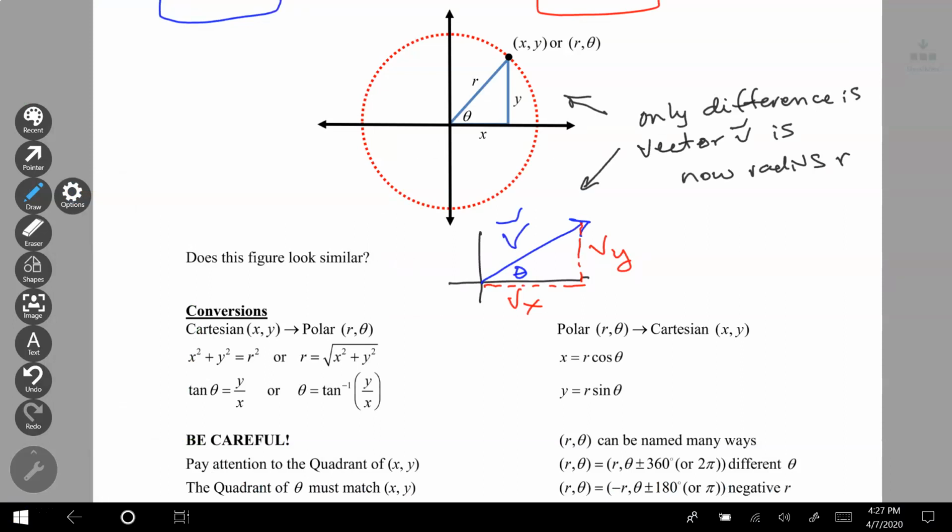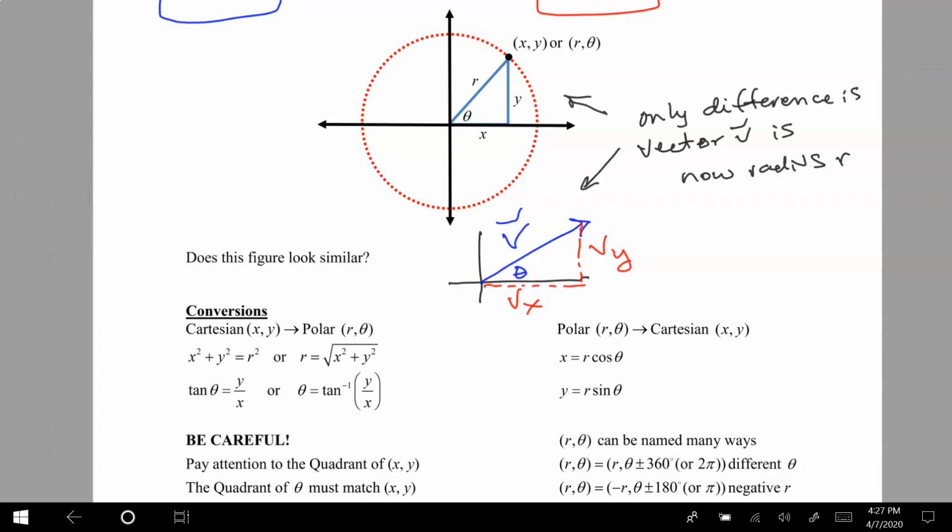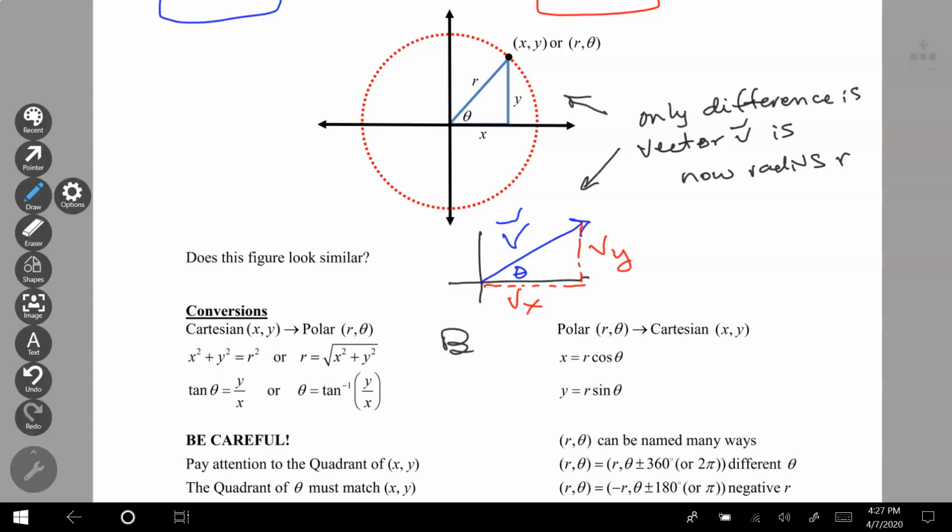Okay, on the top you see our picture of point x y, or r theta, and I've redrawn it using vectors because it's basically the same picture, except vector v is now replaced by radius r. I still have an x component, I still have a y component, I still have an angle theta. It's all the same, so they look very similar. With that said, I'm still using these big four equations.